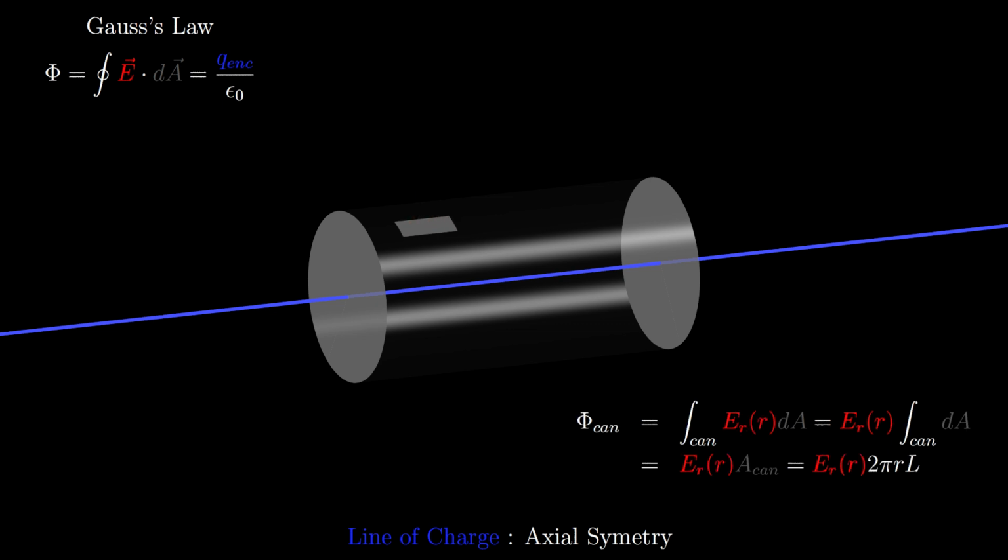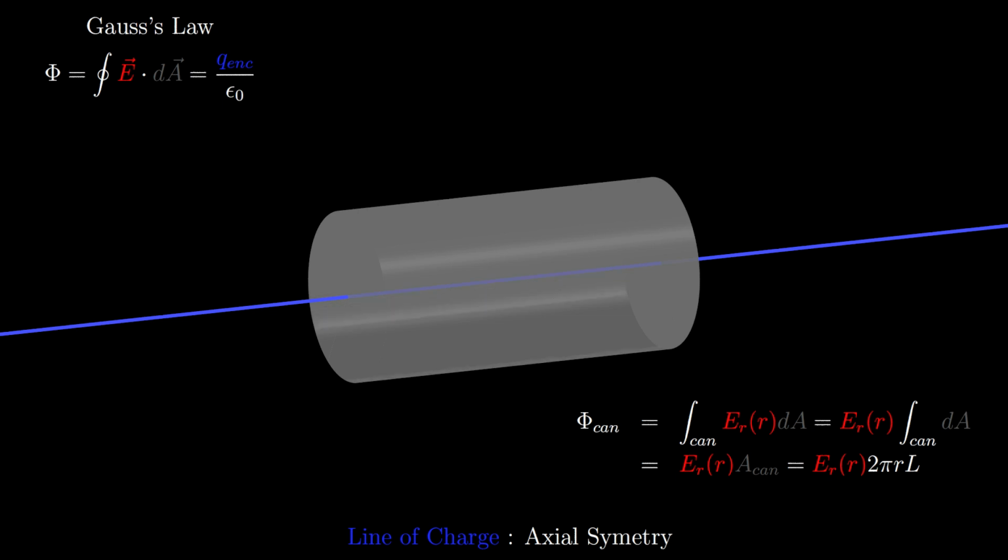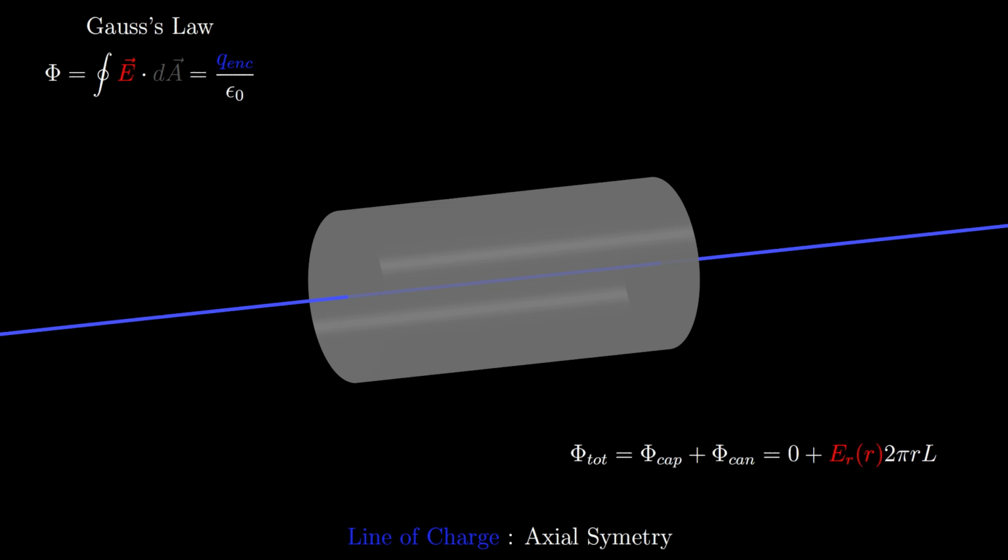Integrating the flux over the can becomes simpler because the electric field component can be factored out of the integral. The resulting integral is just the area of the can portion of the cylinder. We can now combine the results for the caps and the can to obtain the total flux. The total charge inside the Gaussian cylinder is easily determined from the charge per length.